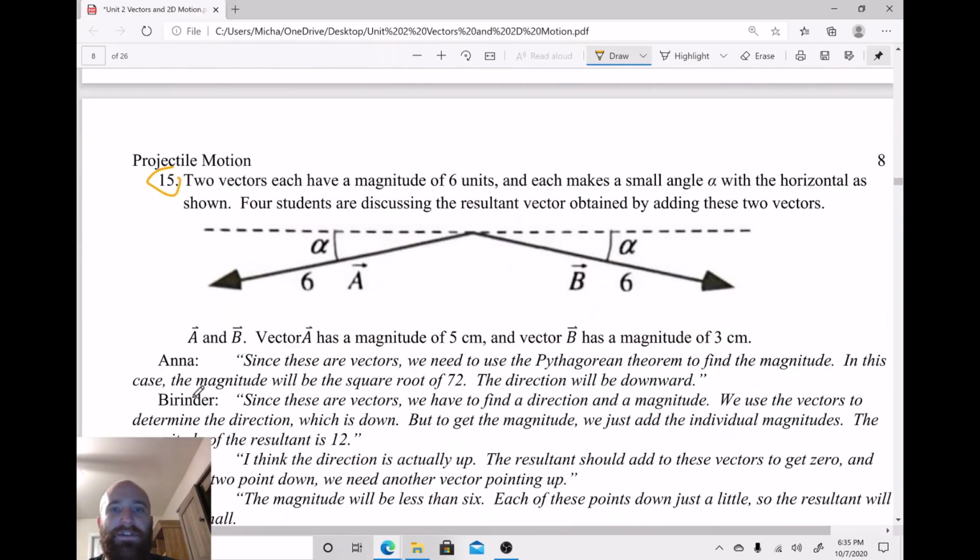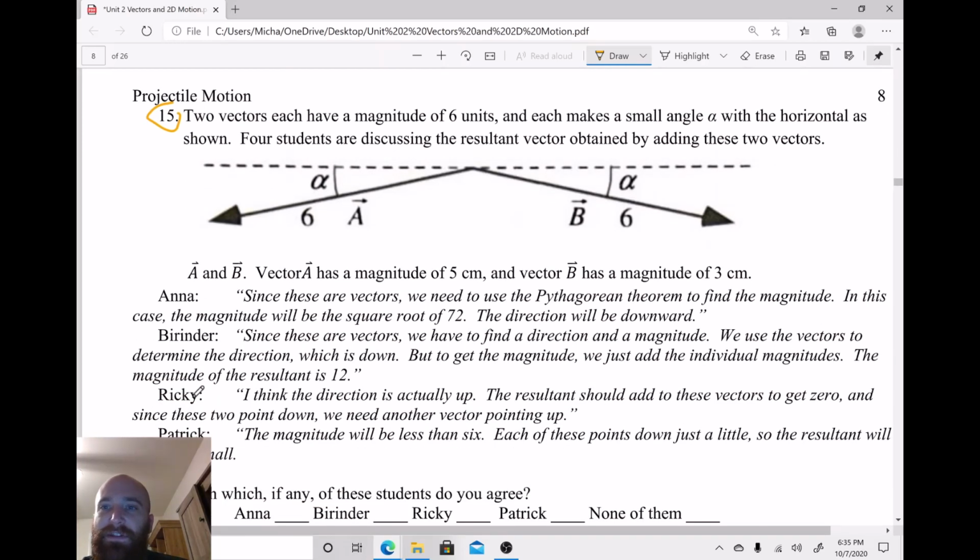Last up, 2 vectors have a magnitude of 6 units, which makes a small angle, alpha, just different from theta, but it just means an angle with the horizontal is shown. 4 students are discussing the resultant vector obtained by adding these 2 vectors. Okay. Vector A has a magnitude of 5... Oops. No, lose this. This is wrong. Sorry. They both have magnitudes of 6, as illustrated here. That was copied and pasted from the previous question.